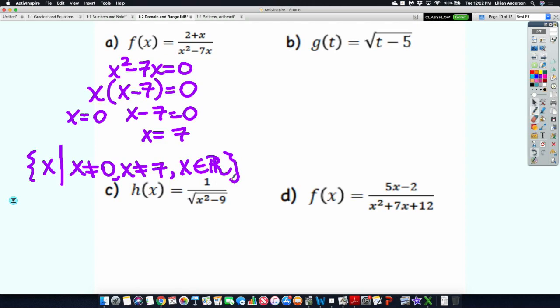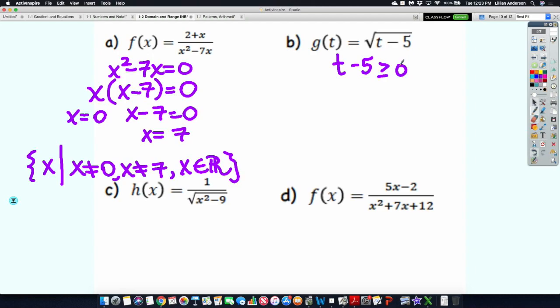Let's look at B. We got g of t equals the square root of t minus 5. We have a square root. What numbers cannot be underneath the radical? Negative numbers. So that means that whatever's underneath your radical has to be greater than or equal to 0. Because 0 is not a negative number. You can take the square root of 0 and get a number. And you can take the square root of any positive number. So that's why you always set it greater than or equal to 0.